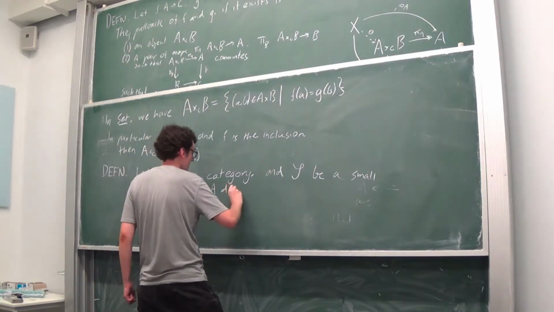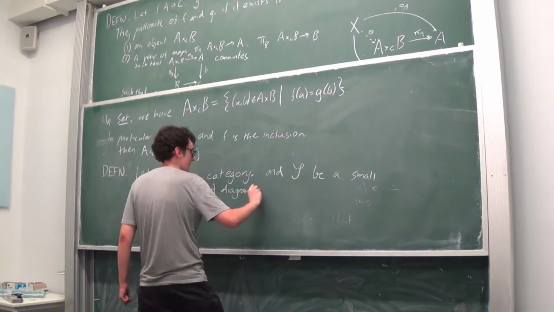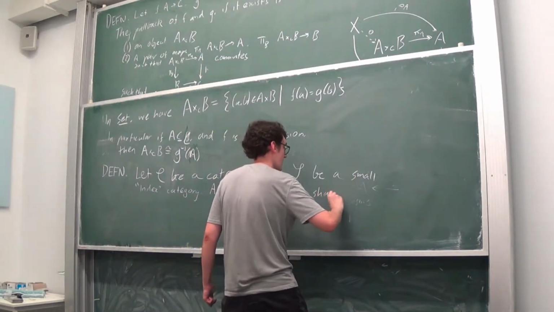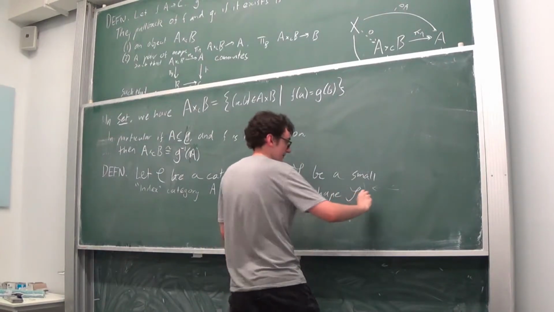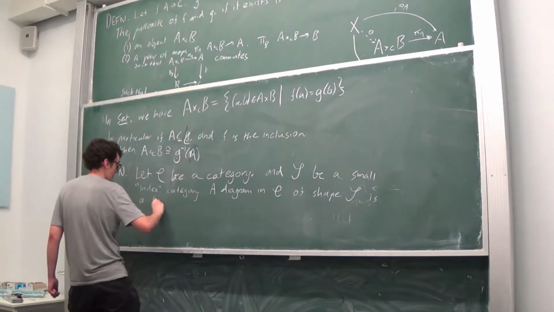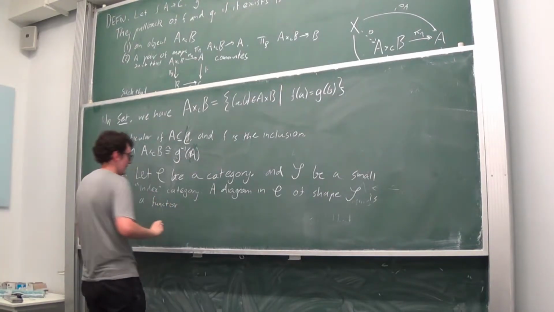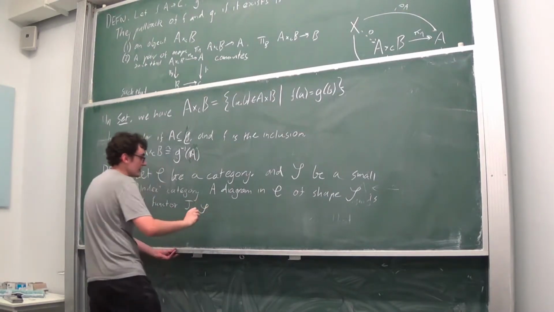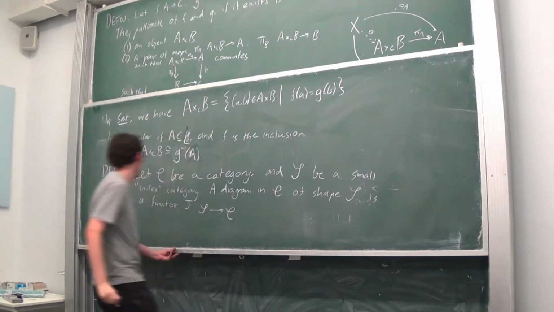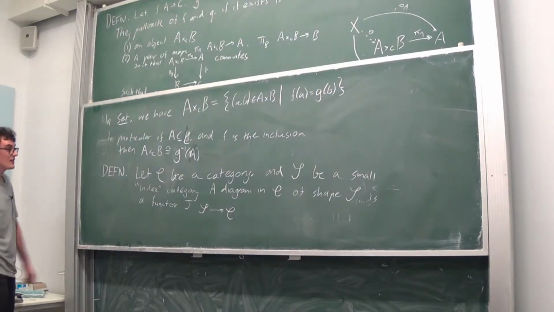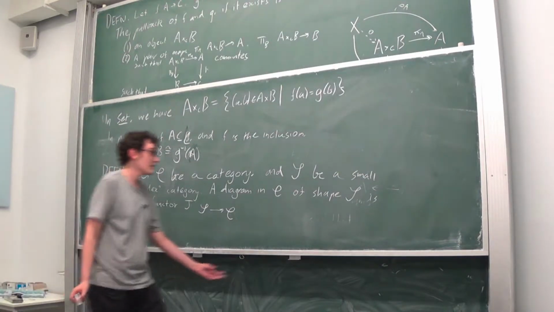A diagram in C of shape J is defined as a functor, which I'm going to denote just regular uppercase J, going from curly J to C. So that's what I'm going to define a diagram as, and when you see that the first time, it might not be apparent why you would want to define such a thing as a diagram. So let's go through a very simple example.